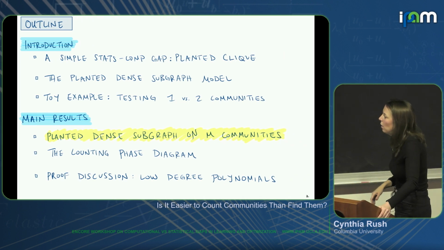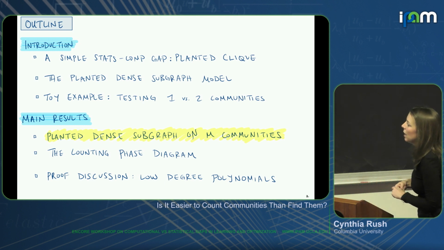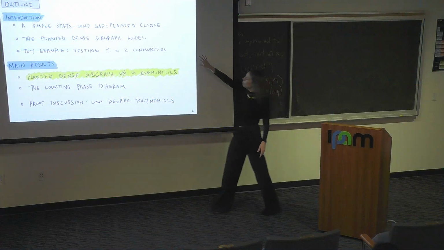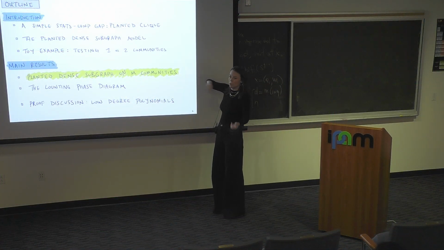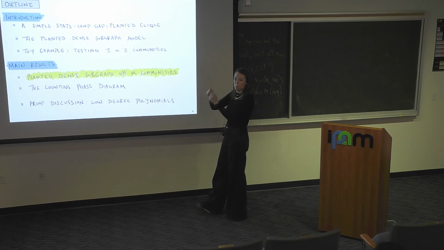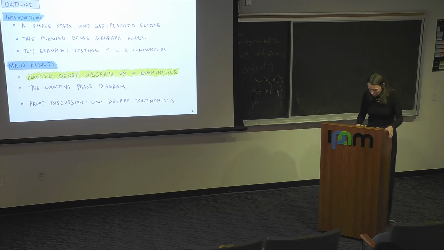So for the rest of the talk, I'm going to extend this problem a bit, where we can test between 1 and m communities, or m and m prime communities. I'll show you the phase diagram that we have, which more or less gives the computational line that matches the recovery line, and then I'll talk a little bit about the proof, because I think the proof is kind of cool.